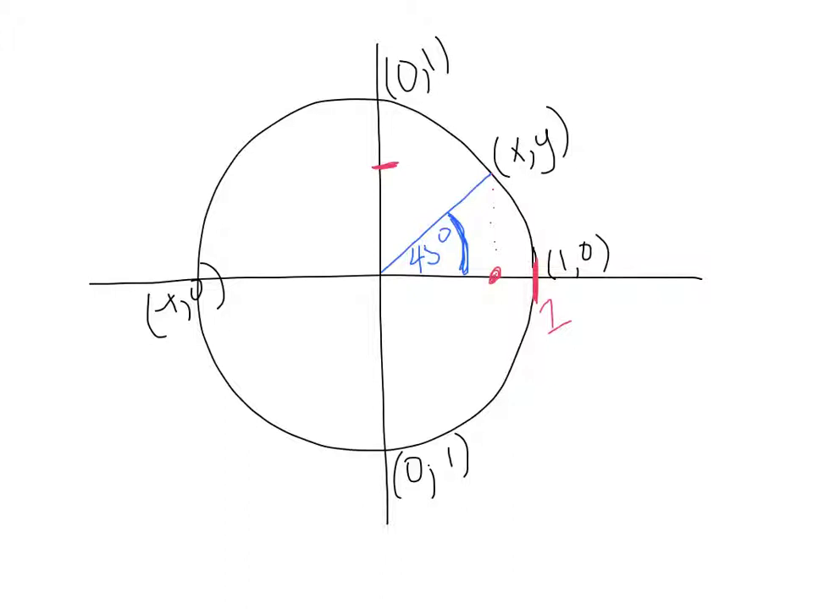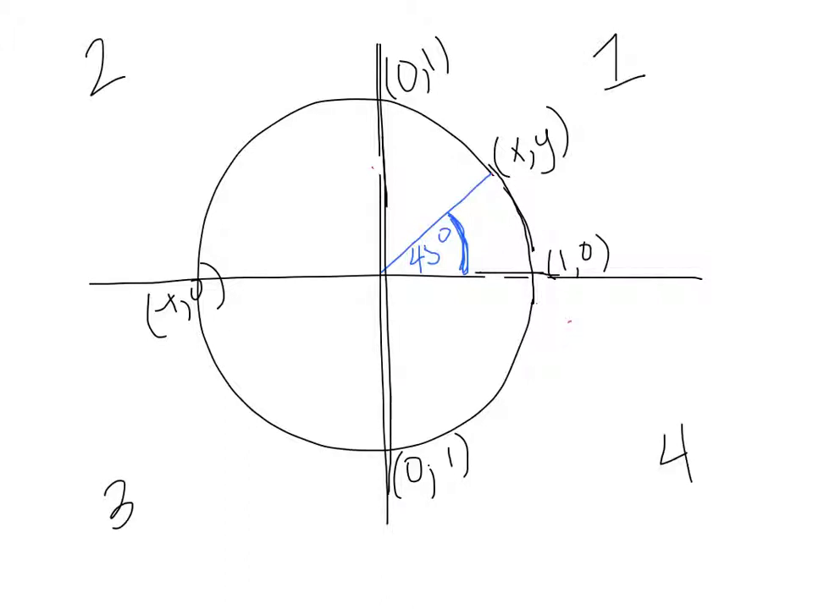If I look at 45 degrees, is the x-coordinate going to be positive or negative? Positive. It is going to be positive. Why? Because it's in that first quadrant, basically. Okay? Remember our quadrants? 1, 2, 3, 4. If I'm in the first quadrant, x is going to be positive. What about y? Positive.